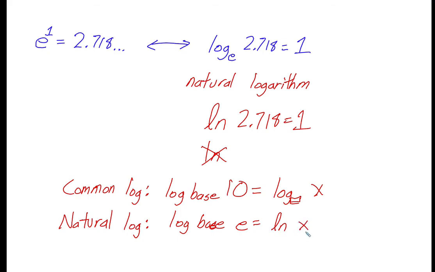ln, natural log. All the other ones don't get special names. They're just called log base whatever. Log base 4 of 16 is equal to 2, because 4 to the 2 power is 16. Log base 9 of 3 is equal to 1/2, because 9 to the 1/2 power is equal to 3, and so on and so on. Those are all the different logarithms. They're all inverse functions for exponential functions.